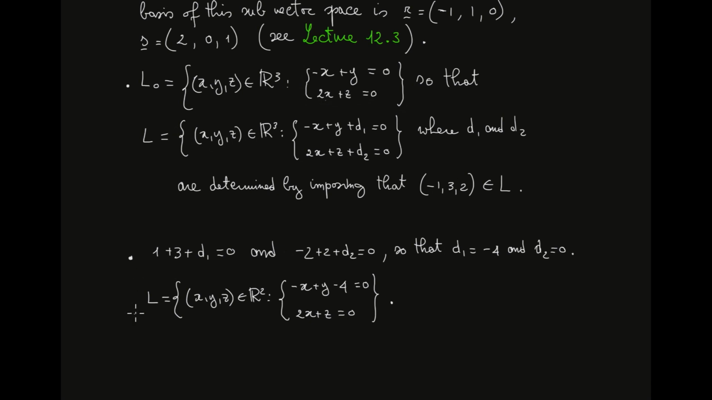And this completely determines the expression of L as -x + y - 4 = 0 and 2x + z = 0. Notice that if now we want to see whether a certain point belongs to L or not, we don't have to solve any system of linear equations. We just need to plug the values of the point we are wondering about inside the variables of these two equations. If they are both satisfied, then the point will be in L, otherwise it will not be in L.